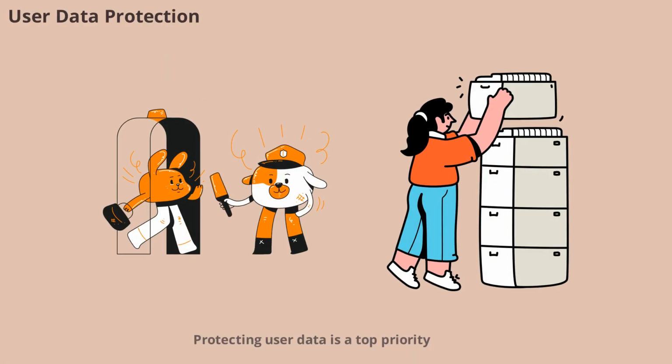Protecting user data is a top priority. Page Shield helps prevent data theft by blocking malicious scripts before they can access sensitive information. This adds an extra layer of security, ensuring your users' data stays private and secure.